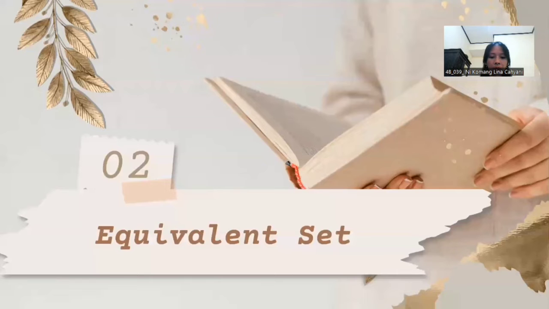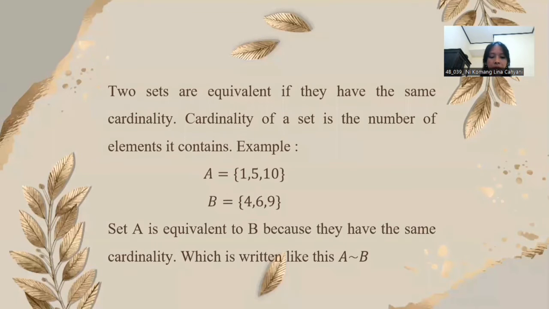Okay, next we are going to talk about equivalent sets. Two sets are equivalent if and only if they have the same cardinality. Remember that the cardinality of a set is the number of elements it contains. So we can conclude that if two sets contain the same number of elements, then they are equivalent.